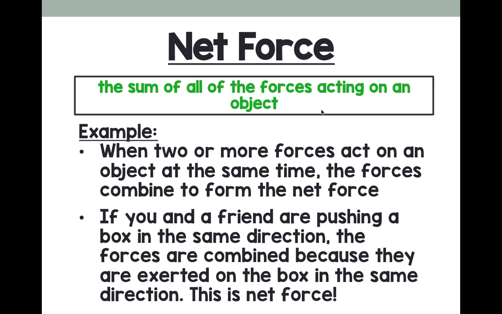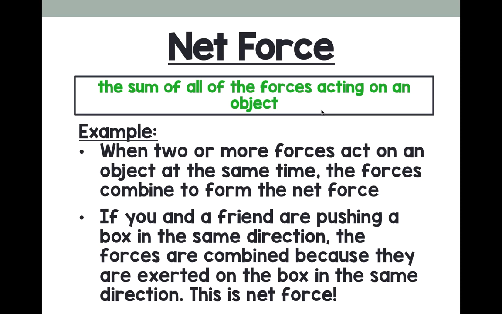So an example is when two or more forces act on an object at the same time, the forces combine to form the net force. So it's when you're calculating this force plus this force exerted on an object, and that gives you your total force or your sum force or your net force.